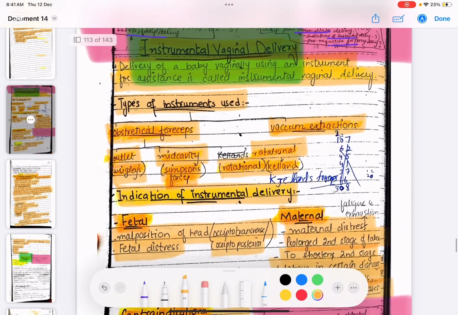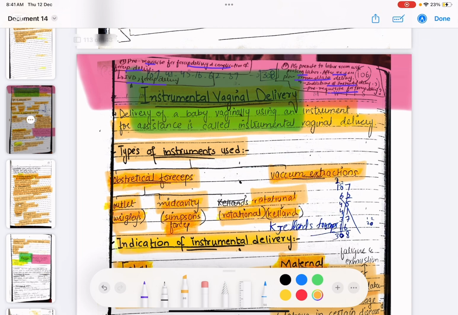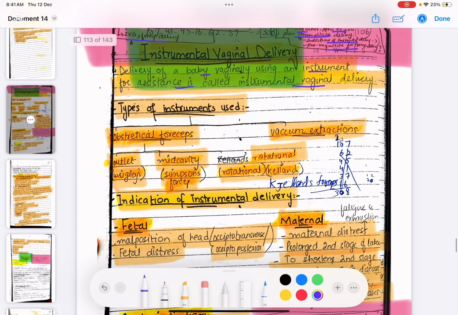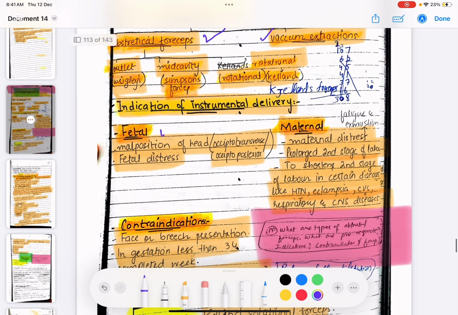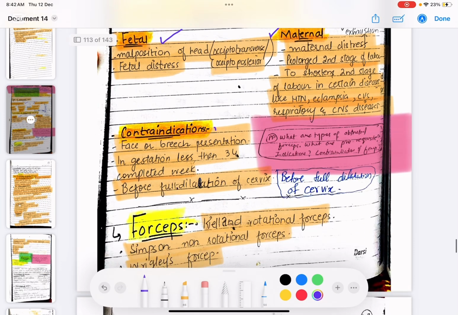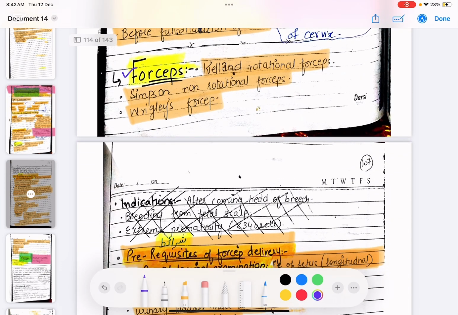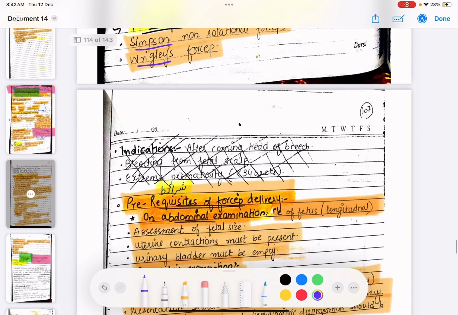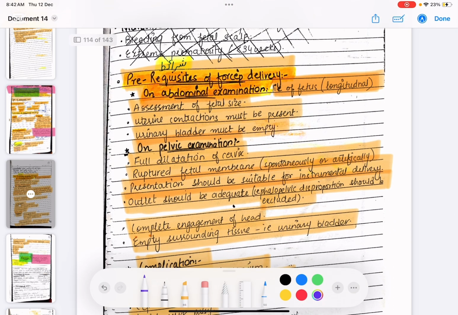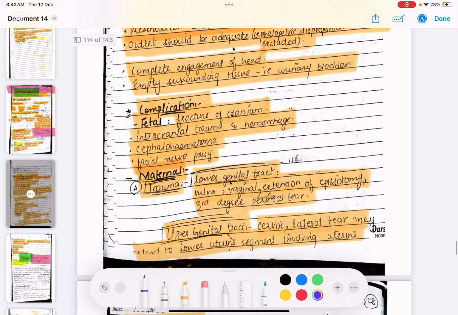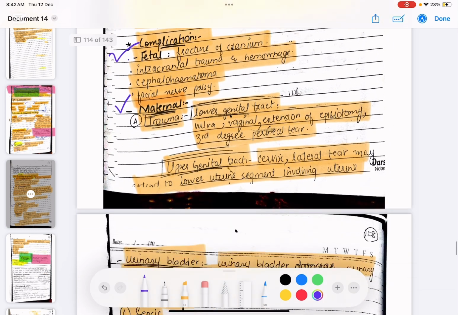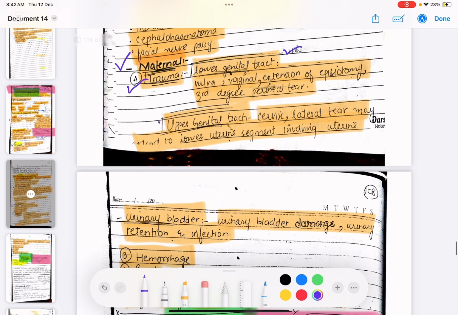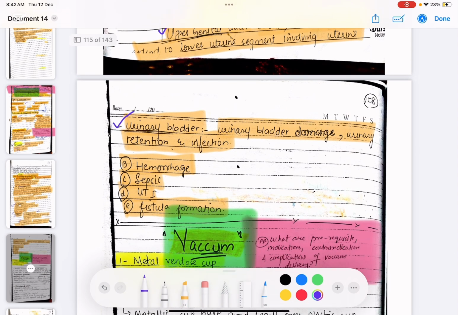Okay, so we have discussed up till now the instrumental vaginal delivery, that it is a delivery of the baby vaginally using an instrument for assistance. Now the types of vaginal delivery are obstetrical forceps and vacuum extraction. The indications are fetal indications and maternal indications. These are the contraindications. Then the forceps that are used are Kielland's rotational forceps, Simpson's forceps, and Wrigley's forceps. Then these are the prerequisites for forceps delivery on abdominal examination and on pelvic examination, and the complications are both fetal and maternal. In maternal, the trauma may occur in the lower genital tract, the upper genital tract, and the urinary bladder.